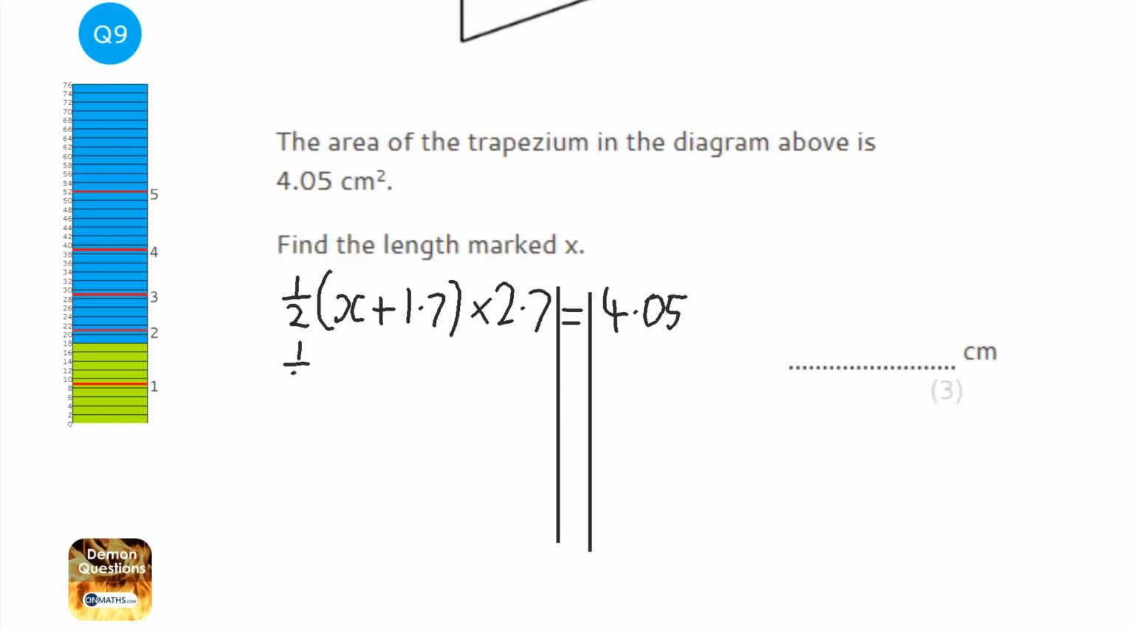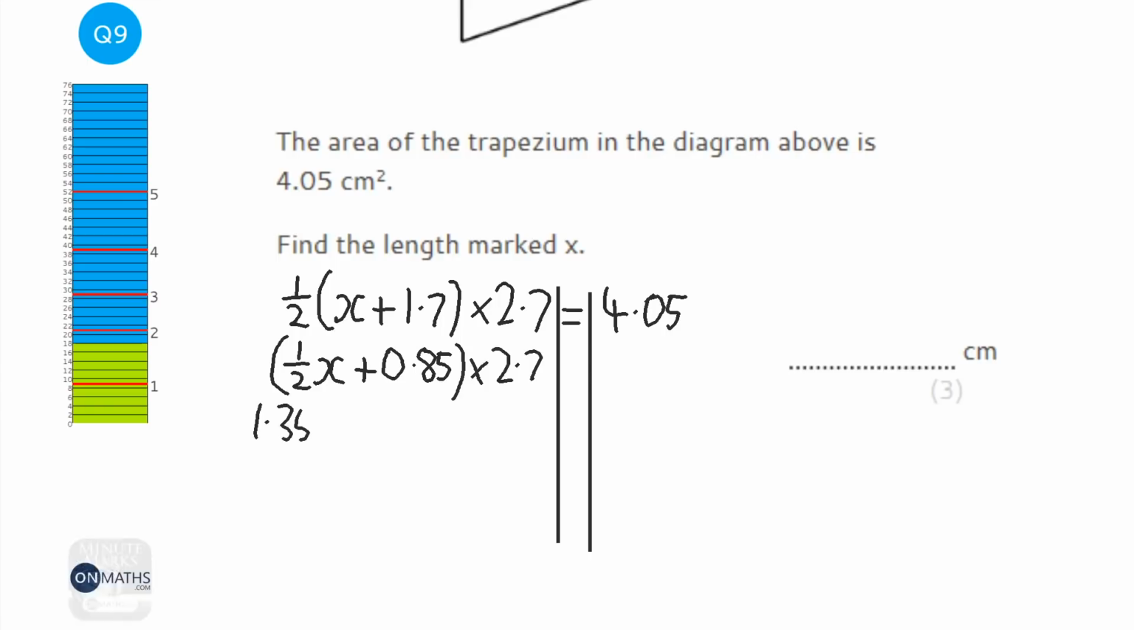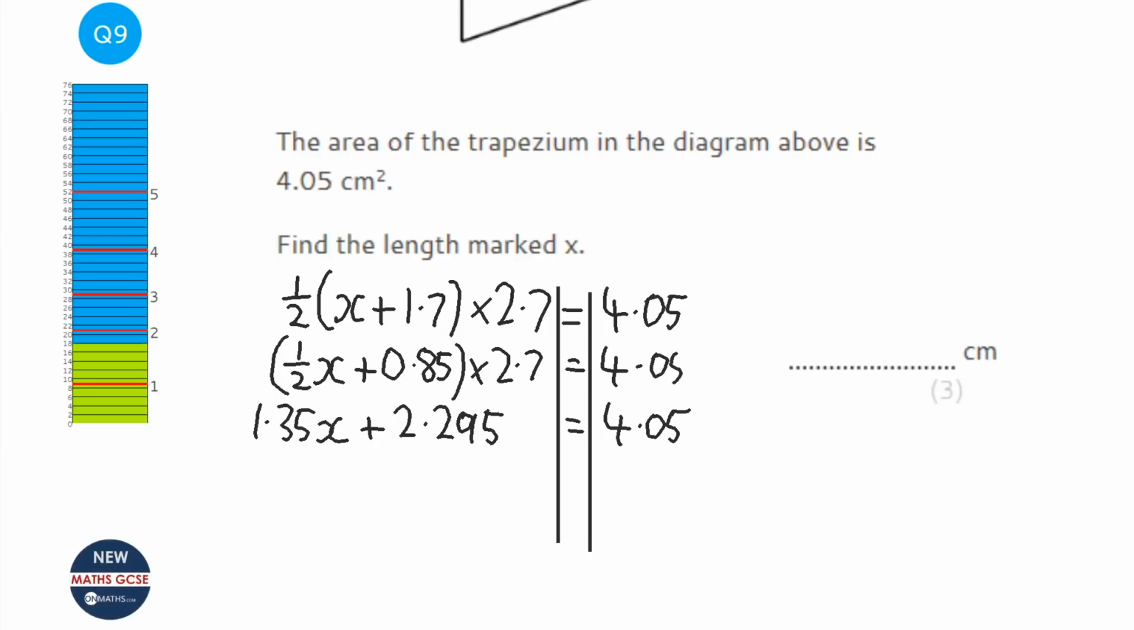So it becomes half x plus, and I can use my calculator here, I'll probably do it in my head, 0.85, and we're going to times that by 2.7. So we're going to expand it again by timesing both of them by 2.7. So 0.5 times 2.7 is 1.35x plus 0.85 times 2.7, which is 2.295. We should put the equals in here, because I've not done anything to the right hand side here.